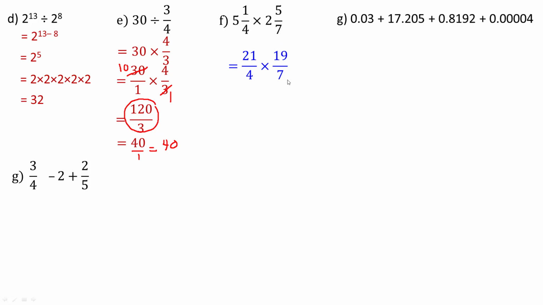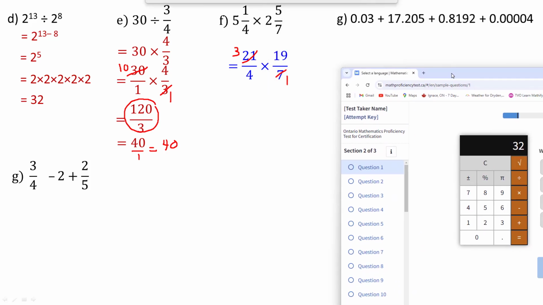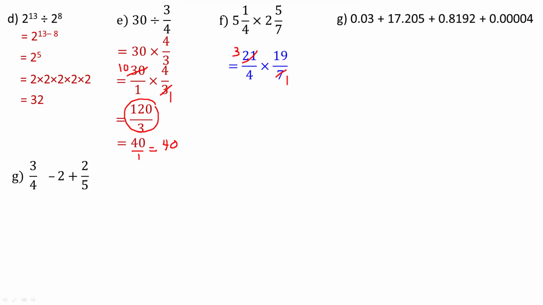Now, something we can do, dividing out, some people call it canceling. You see 7 and 21, 7 actually divides into 21. So 7 goes into itself once, and 7 goes into 21 3 times. So now what we have is 3 times 19 in the numerator, and that's 57. But if you didn't know that, just 3 times 19 is 57.